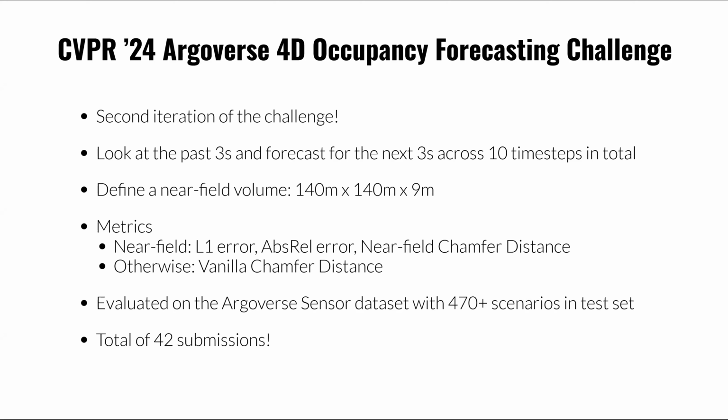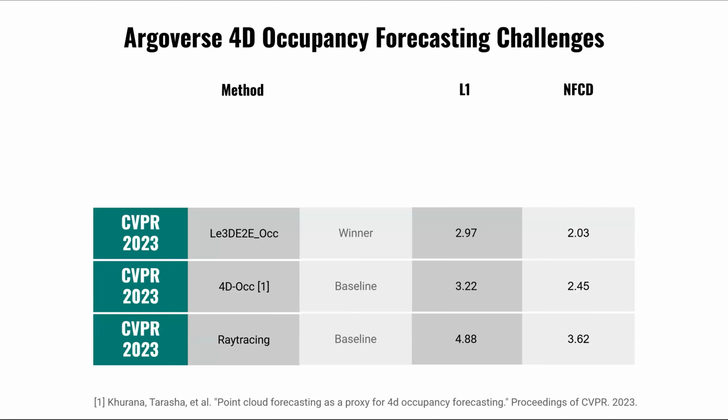And finally, this challenge was relatively popular this year, and we got a total of 42 submissions as compared to last year. We had started the challenge last year with 2 baselines. The first one was a simple ray tracing baseline, which was based on an aggregation of past point clouds. The second baseline was a self-supervised method, which predicts a 3D occupancy grid for every future time step, and then self-supervises using the ground truth point clouds after differentiable rendering.